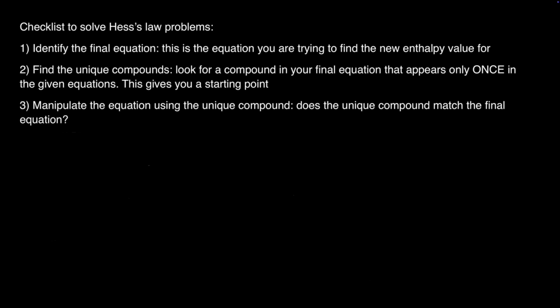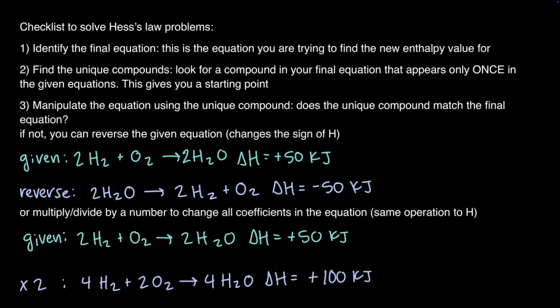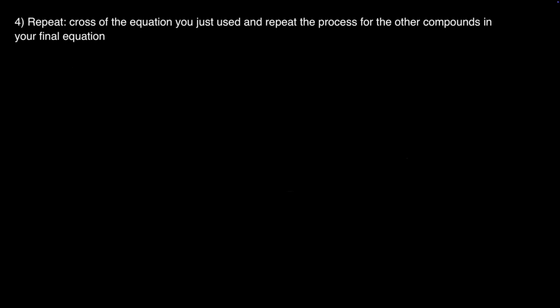Using that unique compound, we will manipulate the equation. Does the unique compound match the final equation? If not, you can reverse the given equation, which changes the sign of delta H, or you can multiply or divide the given equation by a coefficient to change all other coefficients in the equation. You'll perform the same operation to the delta H value. Cross off the equation you just used and repeat the process for the other compounds in your final equation.